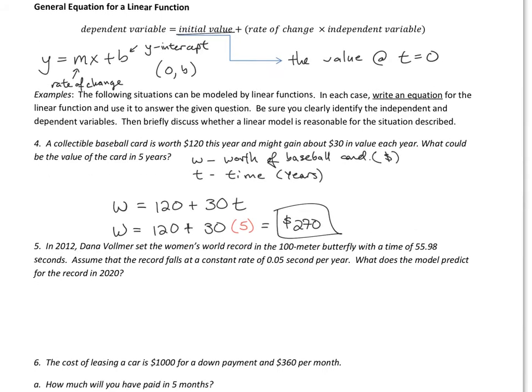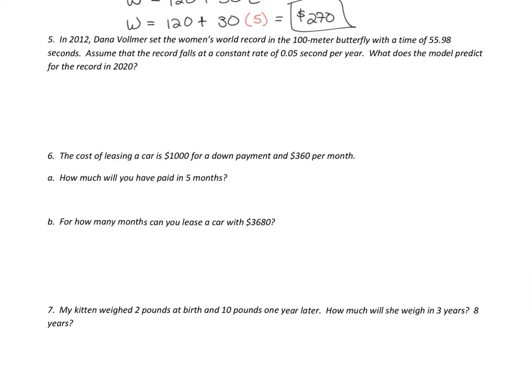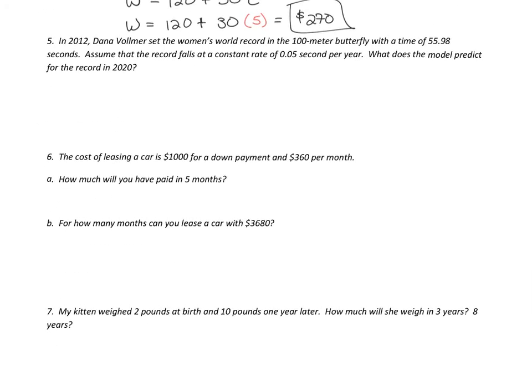Let's take a look at example 5. So in example 5, we have in 2012, Dana Vollmer set the women's world record in 100-meter butterfly with a time of 55.98 seconds. So you'll notice the unit here for time is seconds this time. Assume that the record falls at a constant rate of 0.05 seconds per year. What does the model predict for the record in 2020, the year I'm making this video? Let's see how this will work.